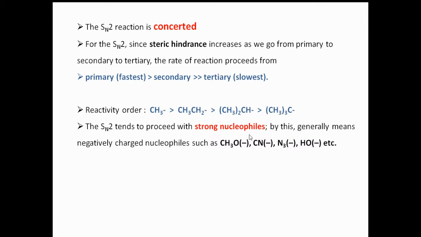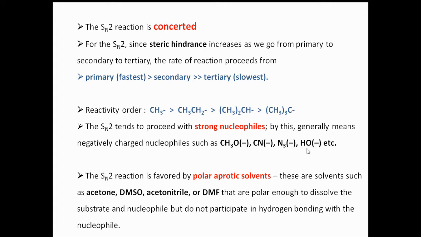And these SN2 reactions proceed with strong nucleophiles. Strong nucleophiles are those which have a negative charge, such as methoxide ion, cyanide ion, azide ion, hydroxide ion. And all the SN2 reactions are favored by polar aprotic solvents. So they are polar, but they are aprotic, that is, they do not give up the proton. The examples of such solvents are acetone, DMSO, which stands for dimethyl sulfoxide, acetonitrile, DMF which stands for dimethyl formamide. So these are polar aprotic solvents.